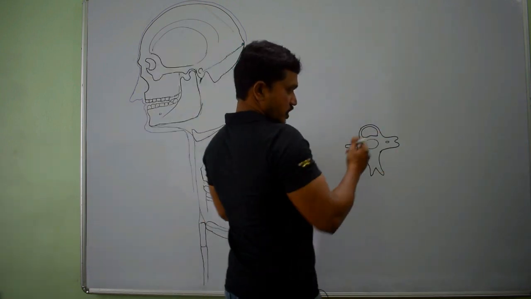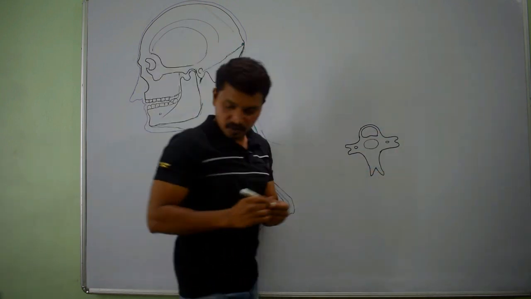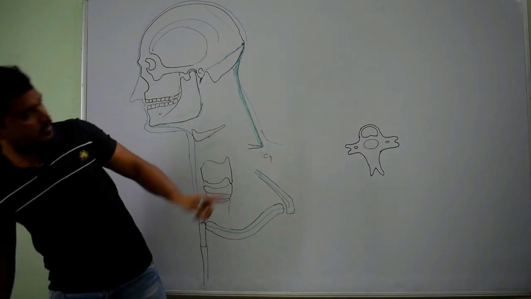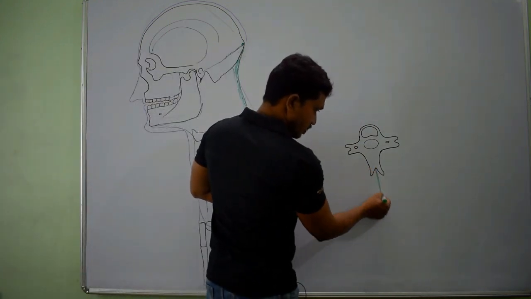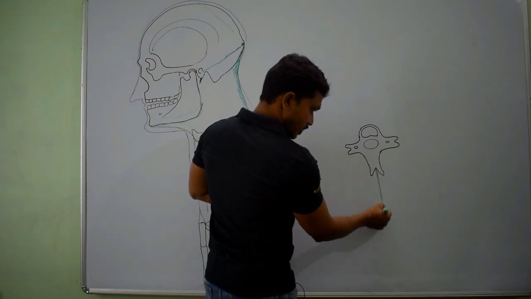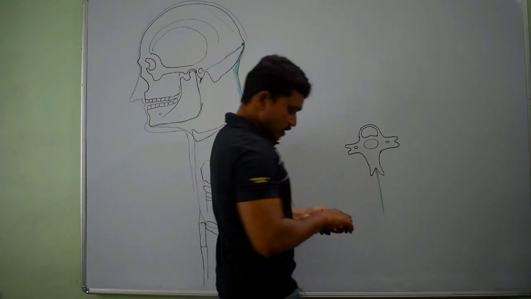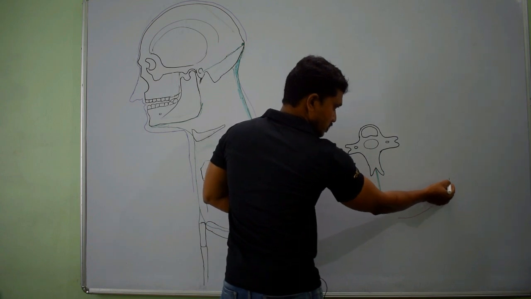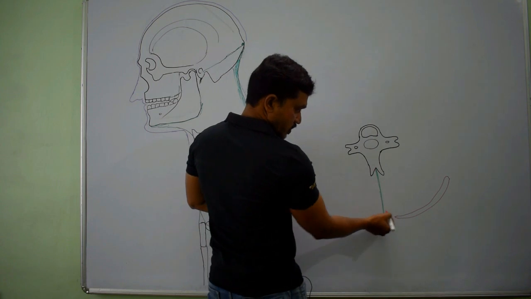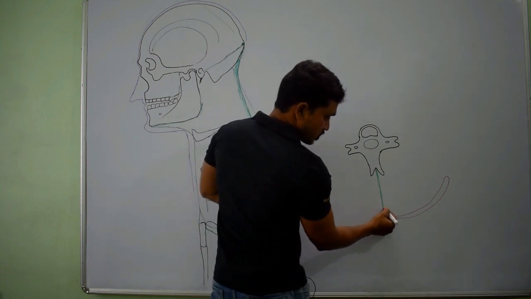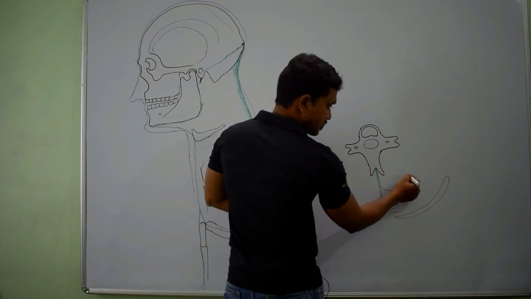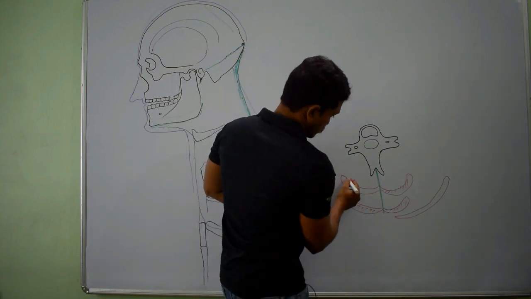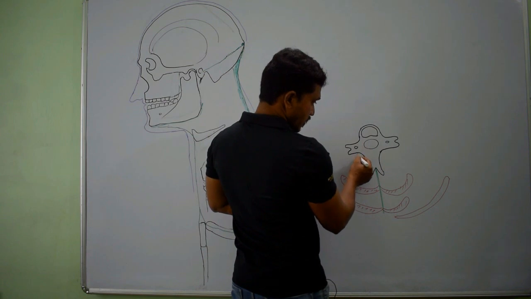If you see in the posterior part, here you can see one ligament. What is this ligament? Ligamentum nuchae. Here is the ligamentum nuchae. Here you can see some muscles. What are these muscles? Trapezius muscle. So here is the trapezius muscle. Right? Of course, here you can see some other muscles also. Splenius capitis. And here semispinalis capitis. And here you can see the erector spinae muscle.